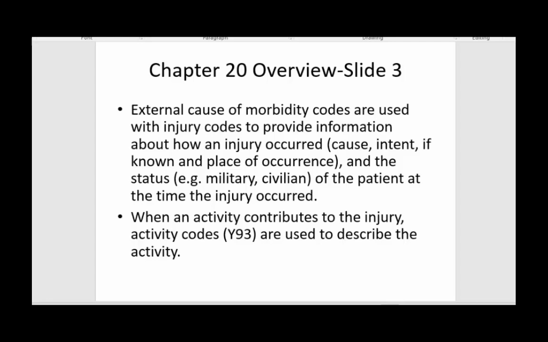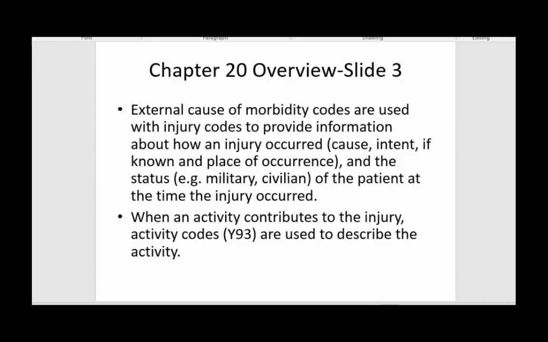External cause and morbidity codes are used with injury codes to provide information about how that injury occurred, what caused it, was it intentional or accidental, if you know that, and the place it occurred. The status, is it a military person or a civilian person? Was the patient working when he or she got hurt? Were they in the military but on their off-duty time? All those status statistics are kept by the hospitals, reported to certain entities.